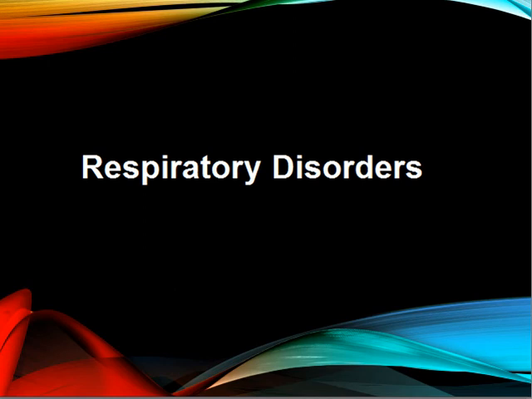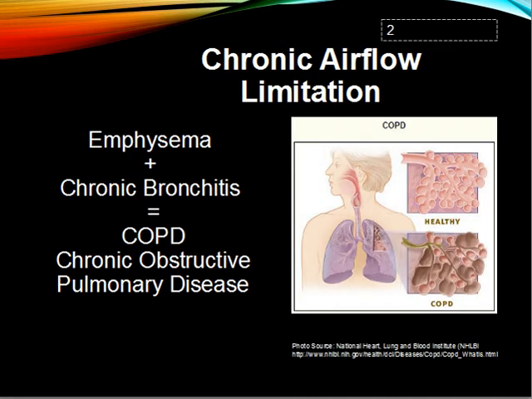Respiratory disorders. First one we're going to talk about is chronic airflow limitations, which is emphysema and chronic bronchitis. Both of those are under the chronic obstructive pulmonary disease category. If you look at the picture here, you have healthy lung tissue, alveoli, on the top, and you have COPD on the bottom.